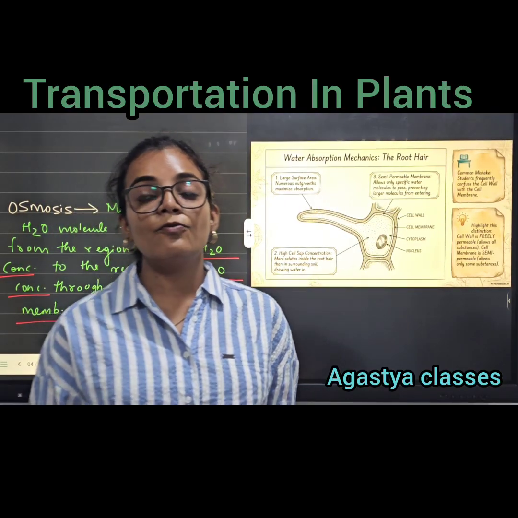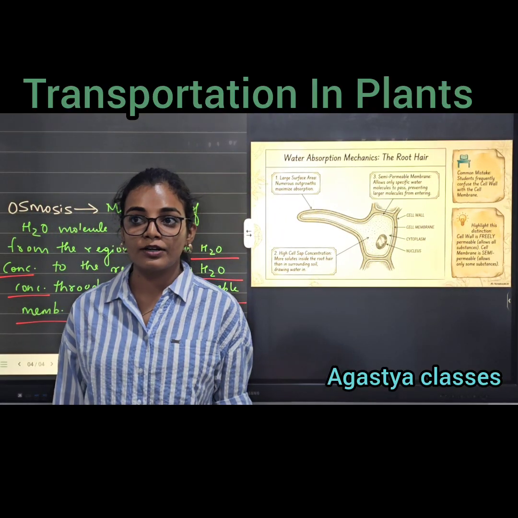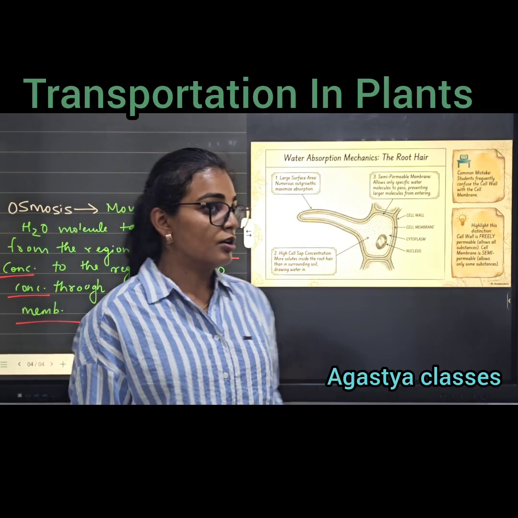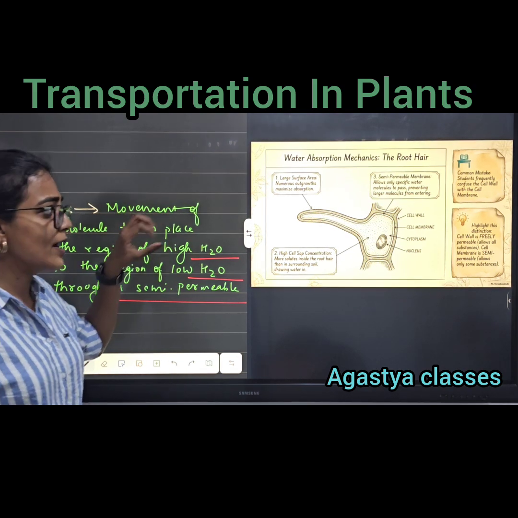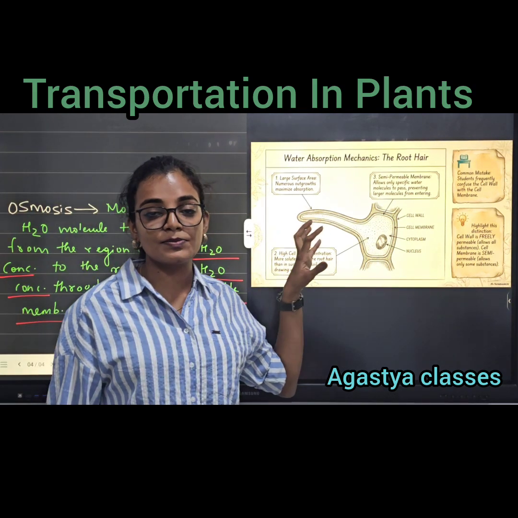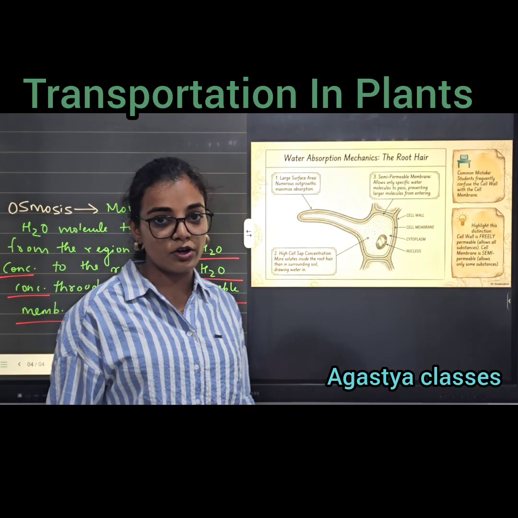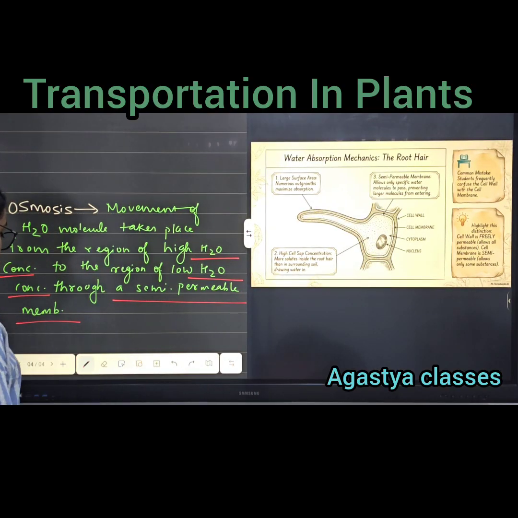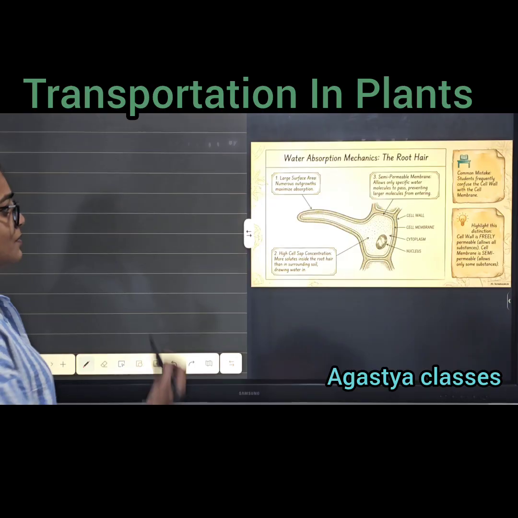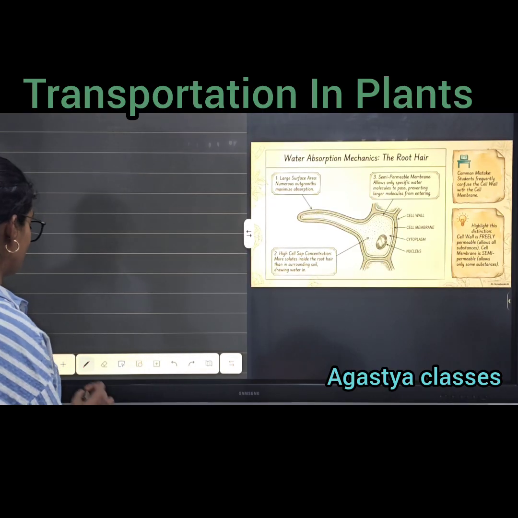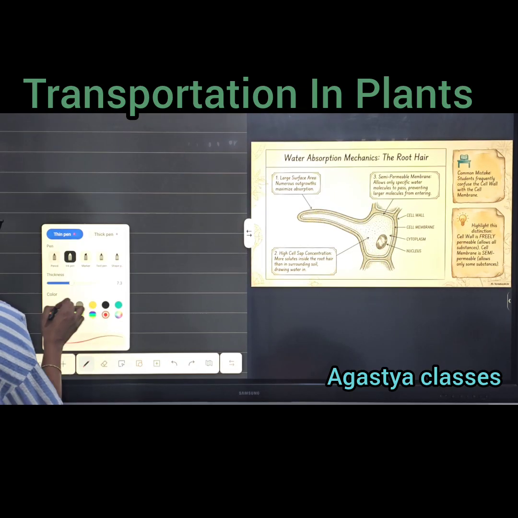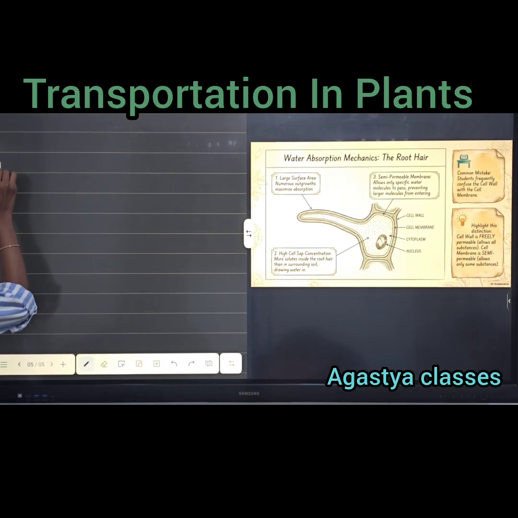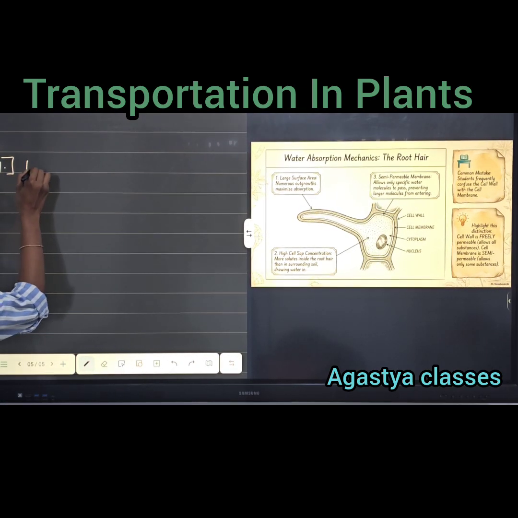Now, let us understand why root hair is so perfect for absorption of water. You are already aware of the force which is responsible for absorbing water, but why is it root hair specifically that is playing a very important role in absorption of water? What is present in root hair which helps in absorption of water? It is the very first point, large surface area.